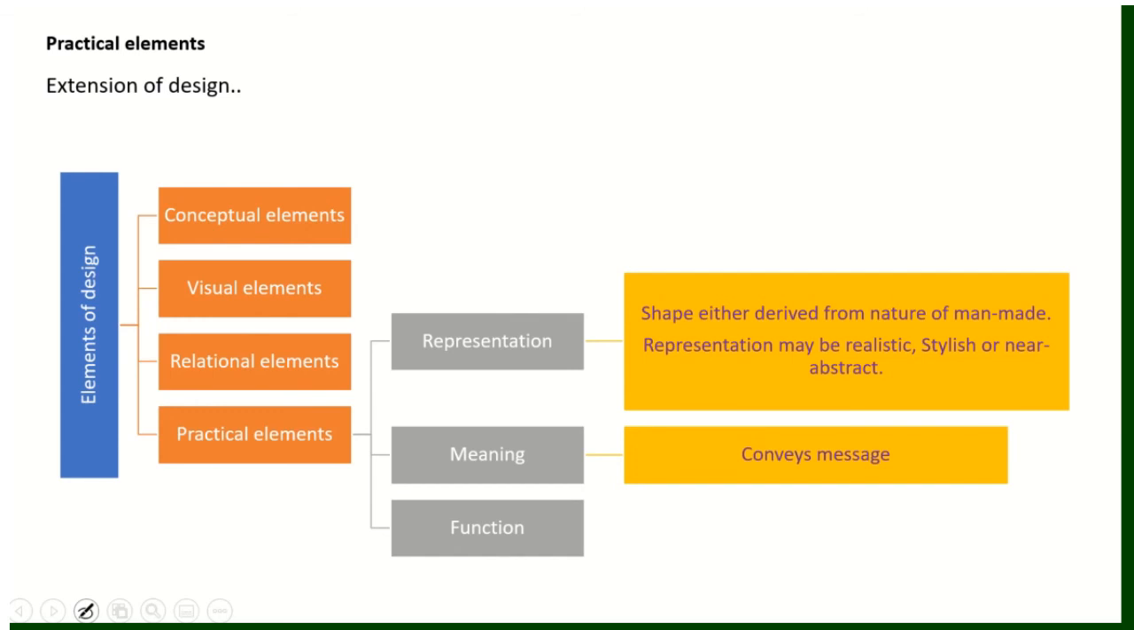The second practical element would be meaning. Meaning is present when the design conveys a message, right? And the third practical element would be function. Function is present when a design is to serve a purpose. So these are the three practical elements. Now we ended with elements of design, that is conceptual design.